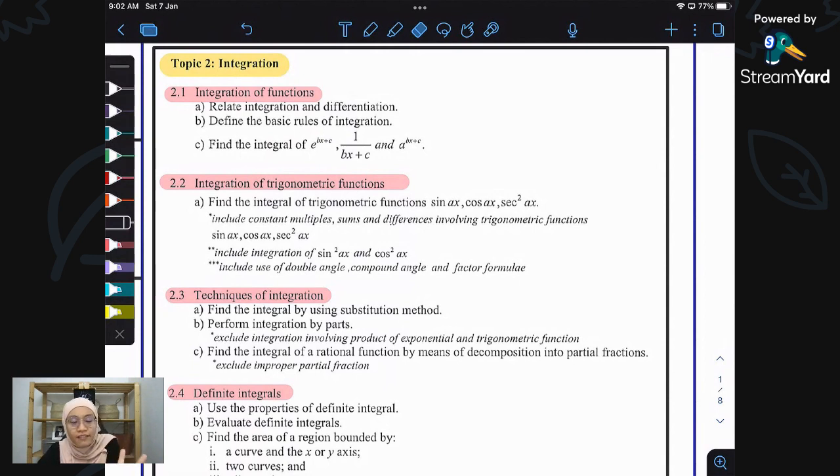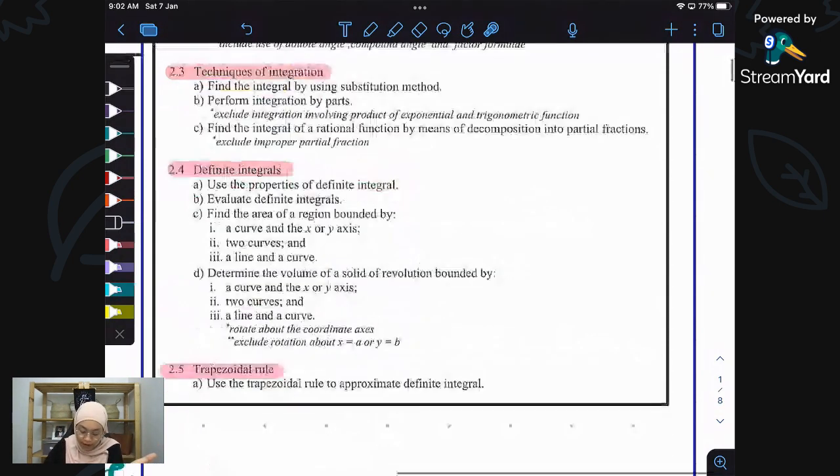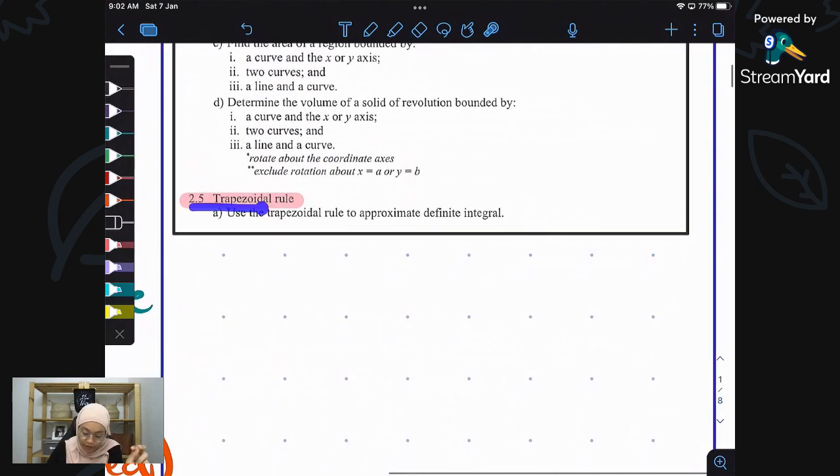There are 5 subtopics in this chapter. The first one is 2.1 integration of functions. 2.2 integrations of trigonometric functions. 2.3 is the techniques of integration. 2.4 is the definite integrals. And 2.5 is the trapezoidal rule.